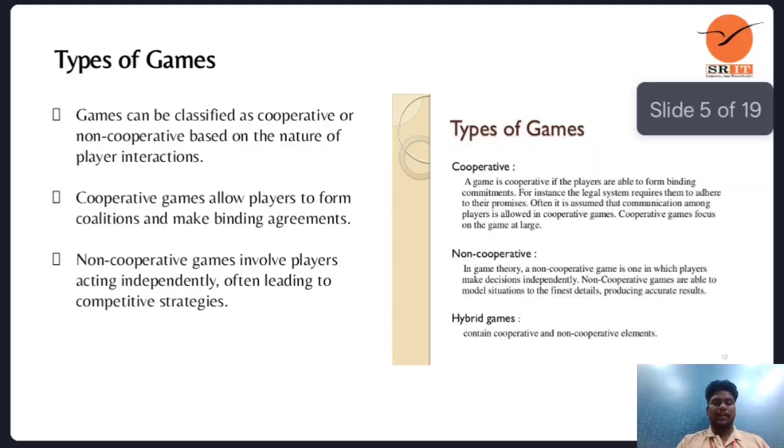Types of games: cooperative. A game is cooperative if the players are able to form binding commitments. For instance, the legal system requires them to adhere to their promises. Often it's assumed that communication among players is allowed in cooperative games. Cooperative games focus on the game at large.